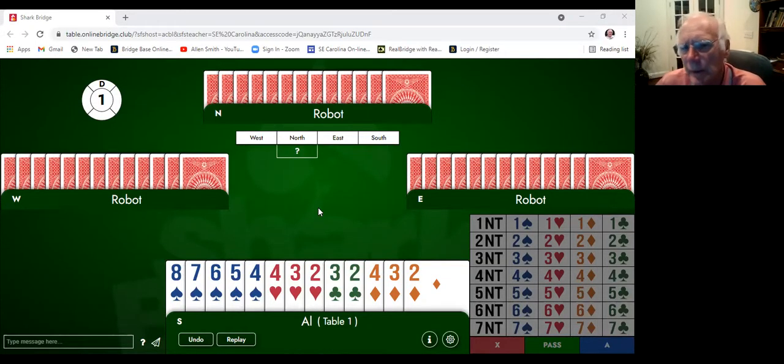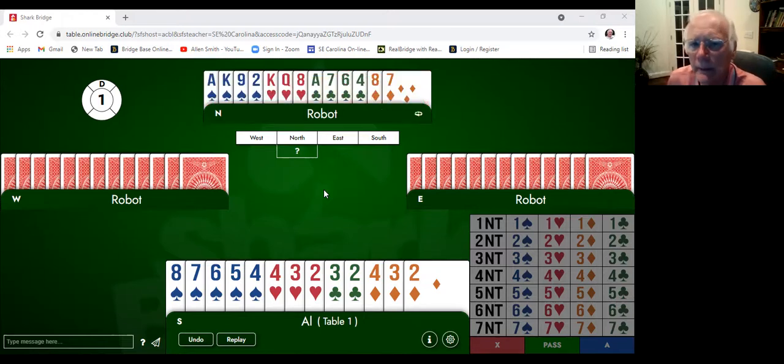Let's go ahead and look at the hands that we're going to use related to the Super Accept. Now, what I'm going to do is expose both the opener's and the responder's hands so we can more easily talk about it. Okay, now the opener, North, is the dealer and has 16 high card points. So he's starting out with the maximum. He says, okay, I'm going to open 1 no trump.